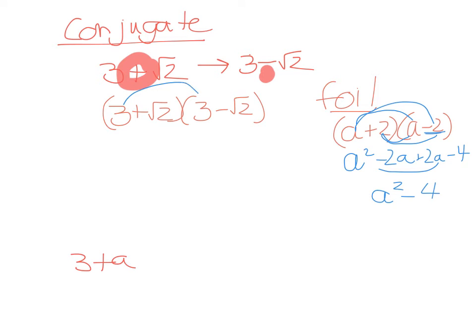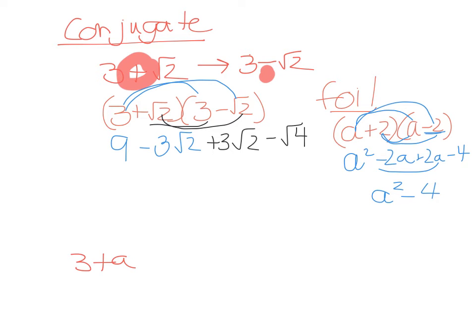So I have 3 times 3, which is 9. 3 times negative radical 2, which is negative 3 radical 2. Now, radical 2 times 3 is positive 3 radical 2. And the last one, radical 2 times negative radical 2, is negative radical 4. These two that are in the middle, negative 3 radical 2 plus 3 radical 2, they cancel out. So you end up with 9 minus radical 4, which is 9 minus 2, which is 7.